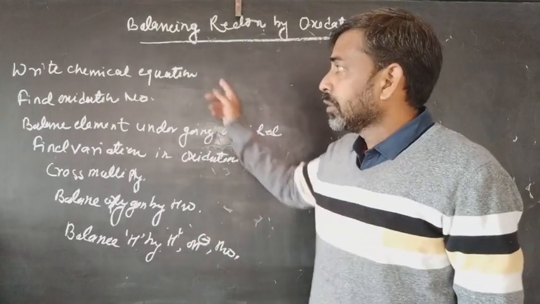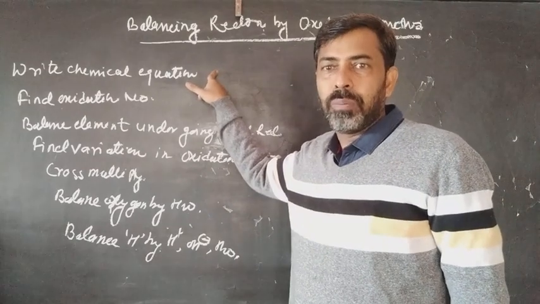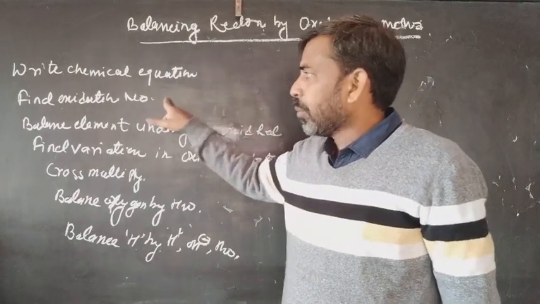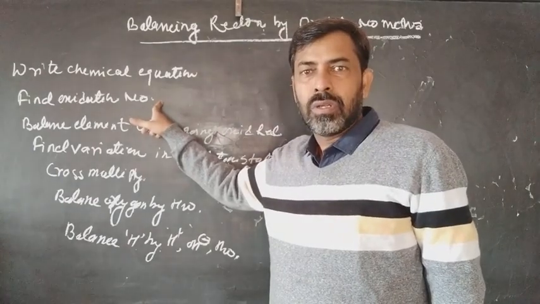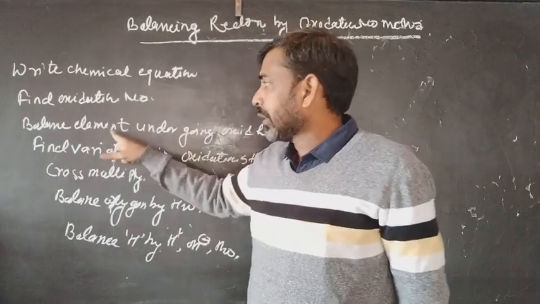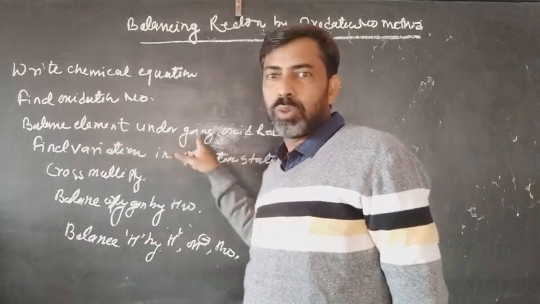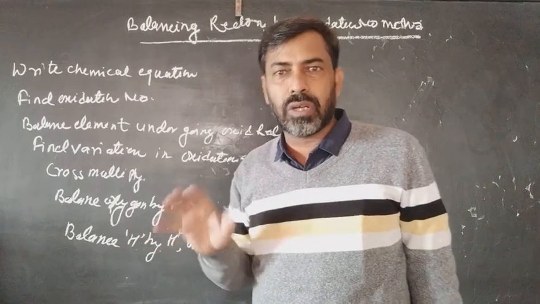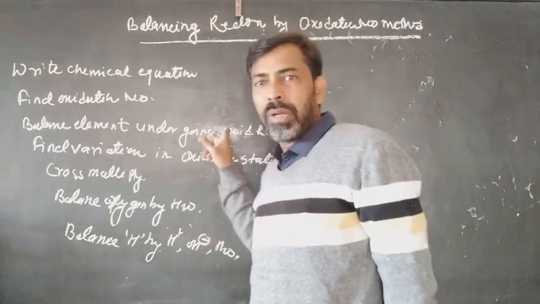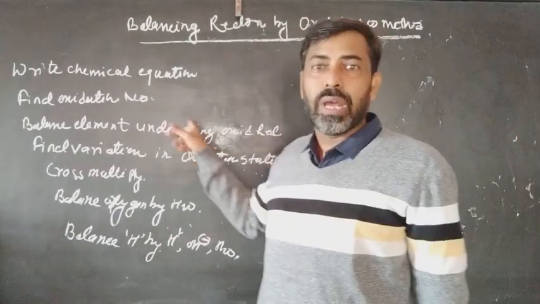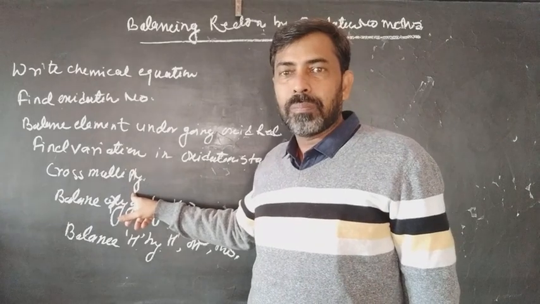What are the steps? The first one, write the chemical reaction which you need to balance. Now find the oxidation number of all the elements. Afterward find which of the elements is undergoing oxidation and reduction, and balance only those elements which are undergoing oxidation and reduction. Now after balancing the element, find the variation in oxidation state and cross multiply them.